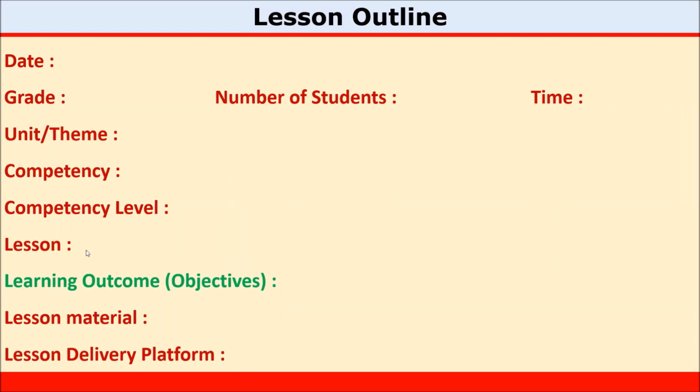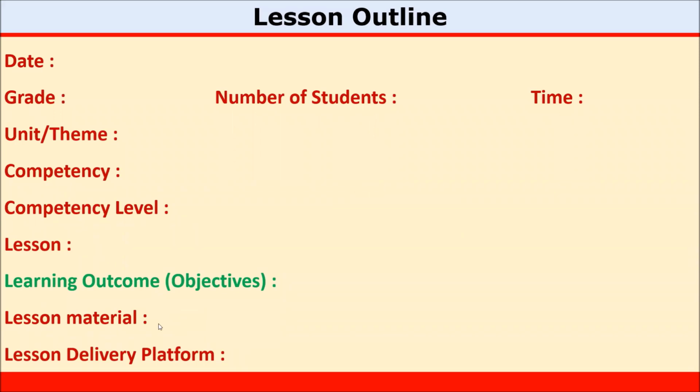Then lesson, here you should insert the name of the lesson. Then learning outcome, which I will cover separately. Learning outcomes and objectives you can write under the lesson outline. Remember that one. But it is important, therefore I am discussing it separately. Then lesson material, which means the resources you are going to use during the lesson.